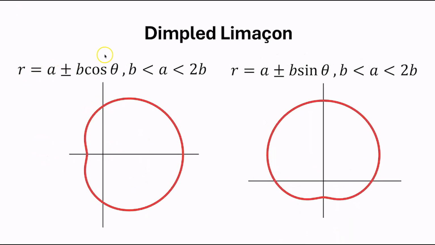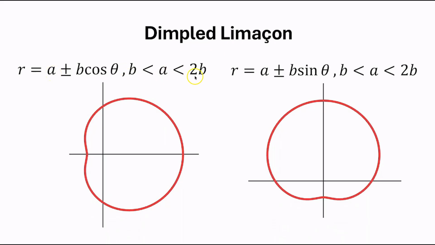And now, finally, we have what's called a dimpled limaçon. So if my equation is r equals a plus or minus b cosine theta, but this time there's a different restriction on the relationship between a and b. So it's very specific. This one says a is greater than b. So this time the number in front is bigger, but not too big. A is less than 2b. So this number in front is bigger, but it can't be more than twice as big. That's the restriction here.